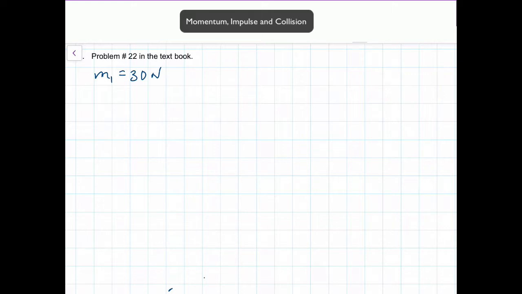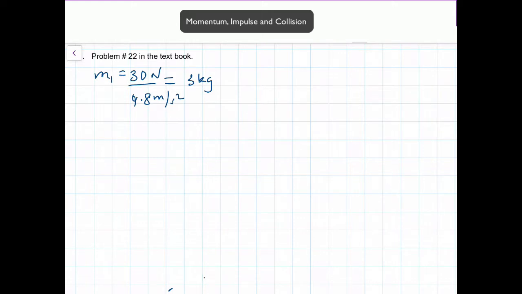So, but since it's given in Newtons, you need to convert it to kilograms by dividing it by 9.8 meters per second squared. Then what you will have is 30 divided by 9.8 meters per second squared, which is approximately 3 kilograms. So the rifle is 3 kilograms. Even though it's given in Newtons, you need to convert it to mass.